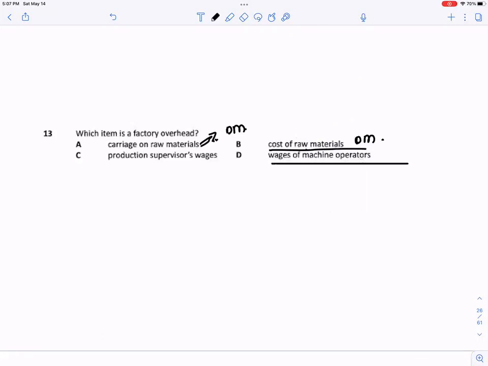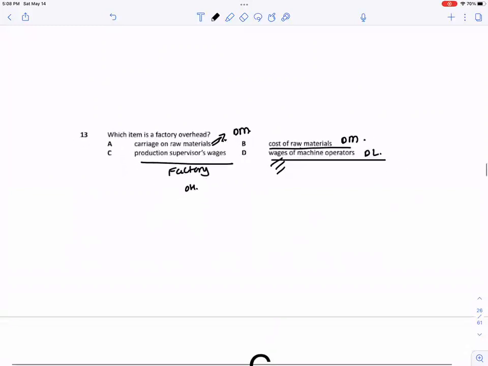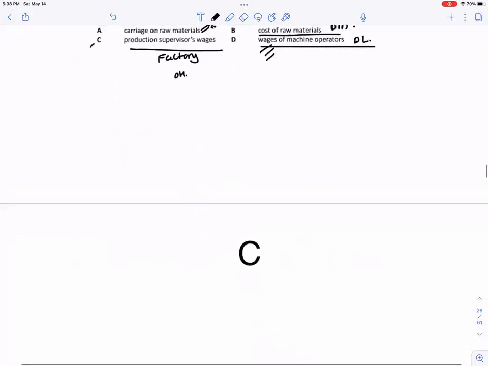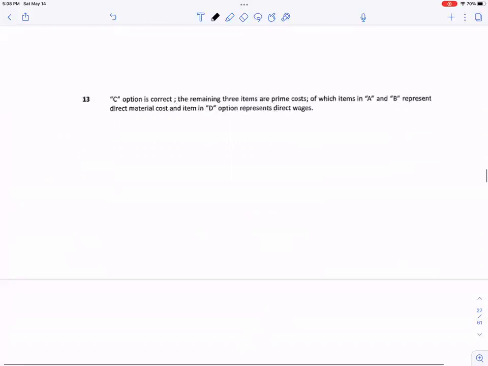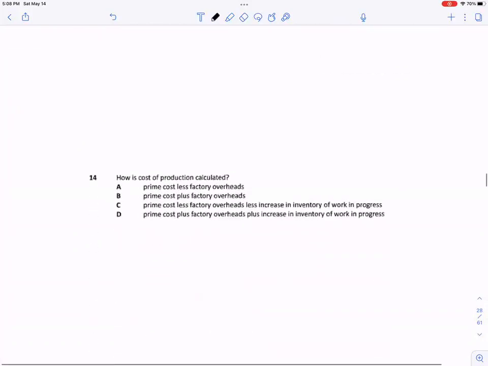Production supervisors' wages. These are machine operators. Supervisors' wages is factory overhead. What is this? Direct labor, isn't it? So the answer is C. Go to the next one.